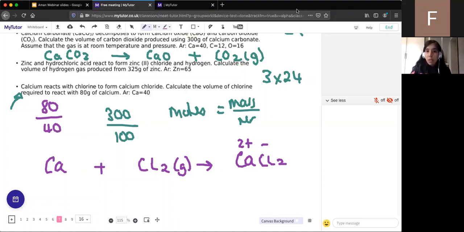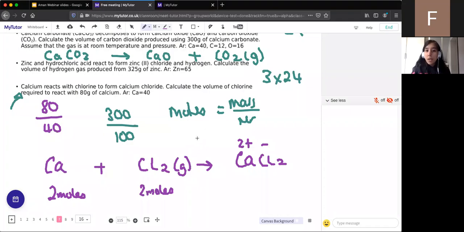So the AR of calcium is 40, so 80 divided by 40 is 2. Excellent, well done everyone. So the number of moles of calcium is 2. So how many moles of chlorine are there? If there are 2 moles of calcium, how many moles of chlorine? Excellent, 2. And that's because there's a 1-to-1 ratio. So there's 1 calcium and 1 chlorine. So that means there's a 1-to-1 ratio, so 2 moles of chlorine.